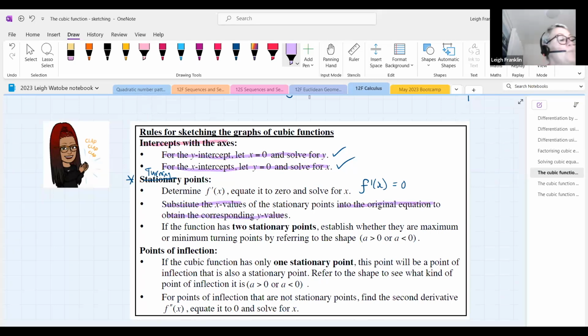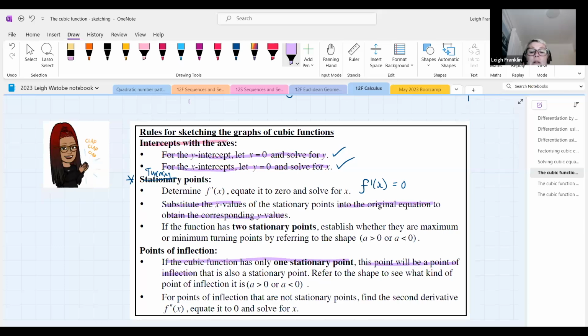Right, so a cubic function can have at most 2 stationary points. It cannot have any more than 2 stationary points. A cubic function can also have only 1 stationary point. In this particular case, this is also new information for us: if a cubic function only has one stationary point, then this point will also be a point of inflection. But we'll talk about that later on.